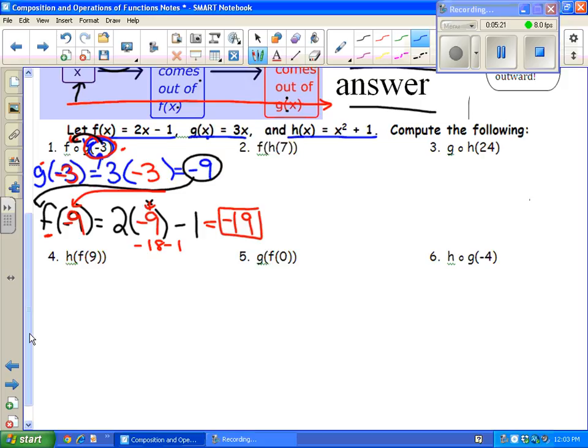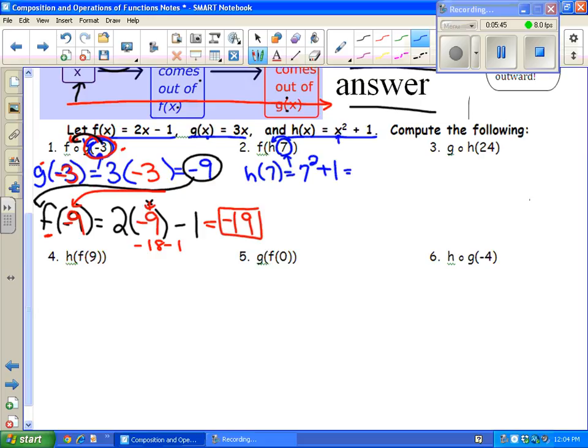Number two, H of 7. This time, I see the parentheses. Again, start on the inside and work your way out. So which function do we go to first? H. H is the function we're going to use. So I'm going to put what number into H? 7. So I'm going to find the H function and put 7 in there. So 7 squared plus 1. Again, we're replacing x with 7.